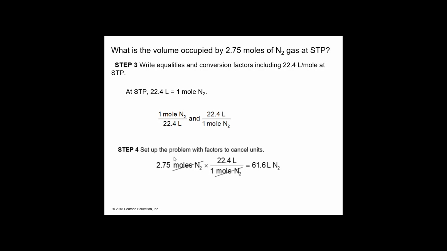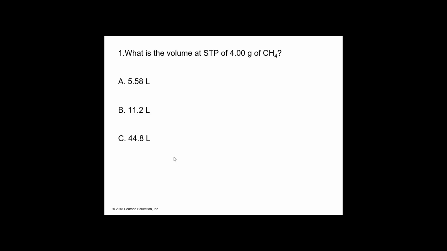So next thing is we set up our conversion factors so we know which way to use them. And in step 4, we just plug the problem in. So 2.75 moles. We use a conversion factor of 1 mole of nitrogen on the bottom, 22.4 liters on top, and that produces 61.6 liters of nitrogen.